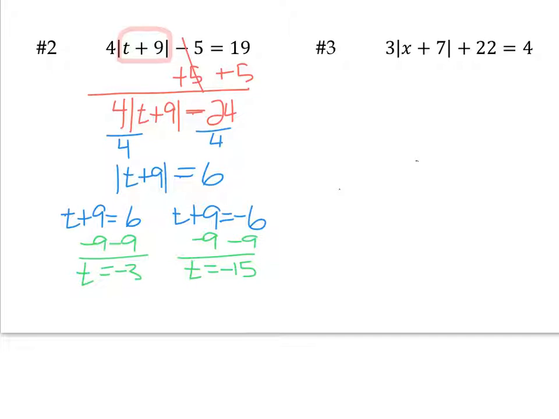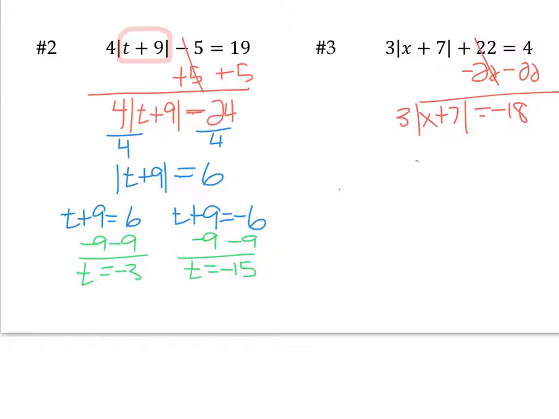If we plug in negative 15, it will also work as well. The negative 15 plus 9 is negative 6. The absolute value of that negative 6 would be a positive 6 times 4, and then minus 5, and we'd see that it works. But make sure you're checking your answers when you're doing these problems, like you should anytime. All right, on number 3, we're going to subtract 22 on both sides to get 3, absolute value of x plus 7, equals negative 18.